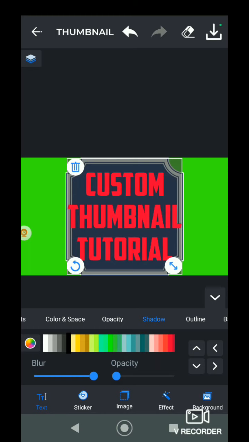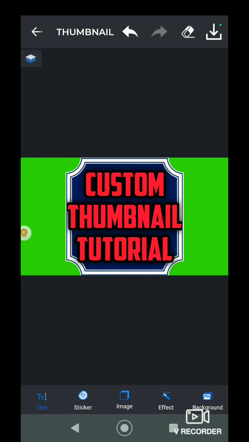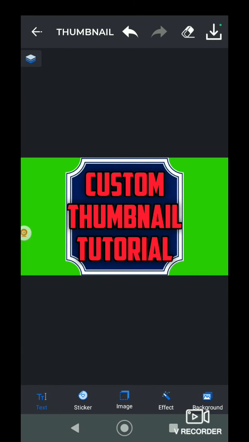Shadow. Let's make it stand out a tiny bit. Outline to make it stand out a lot more. They can't tell me that doesn't stand out. Okay, maybe I decrease the outline. Okay, that's good. Alright.